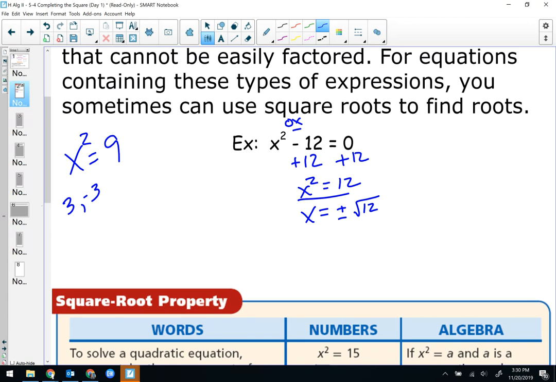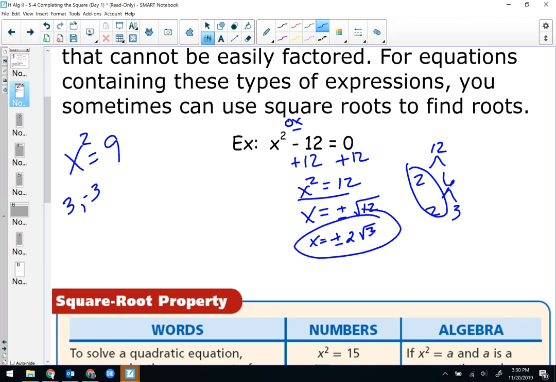Now, no decimals in this section. We have to use only simplest radical form. What's that mean? Break this guy down. We did this in the beginning of the year. Remember, this is the only time I'll show this. Like, this is the buddy system thing. 2 and 6, 2 and 3, buddies, 2 radical 3. Okay? Every time, it's got to be in simplest radical form.